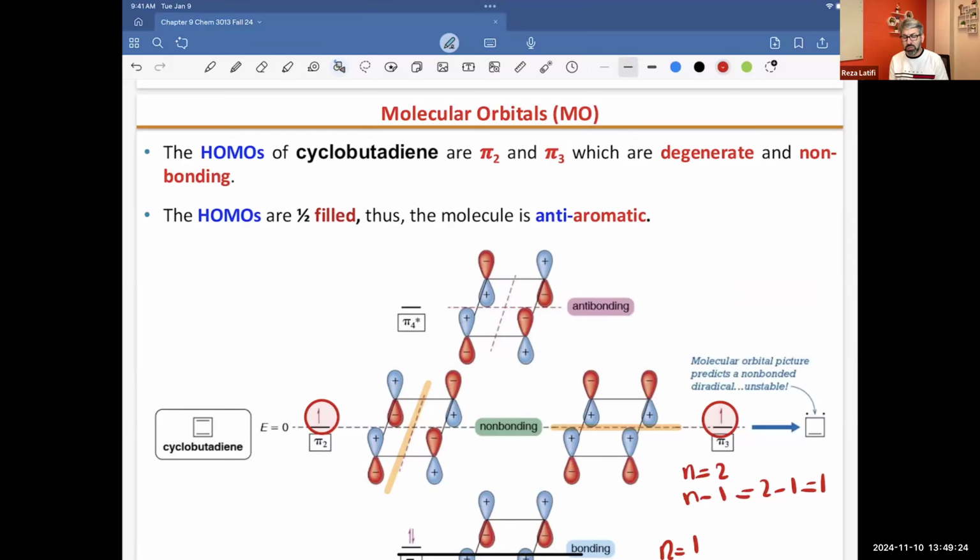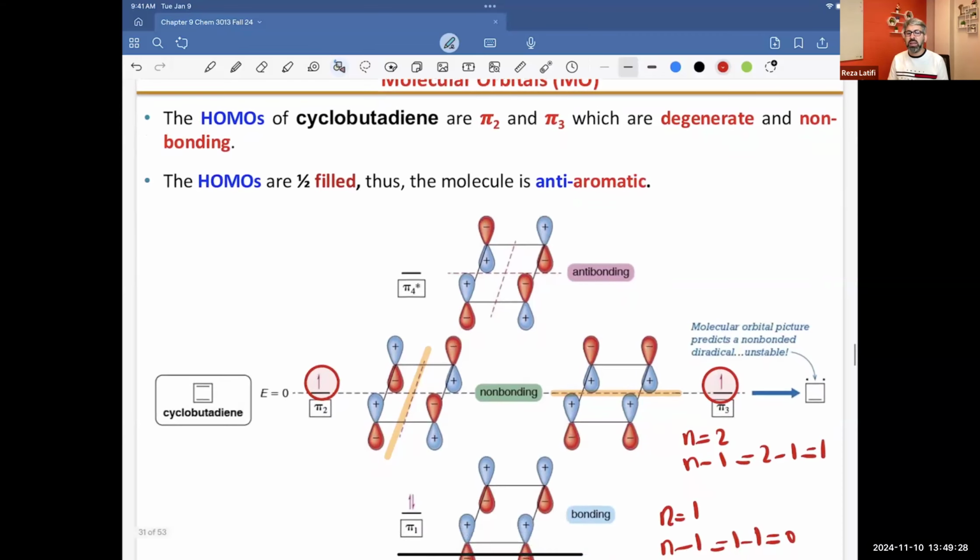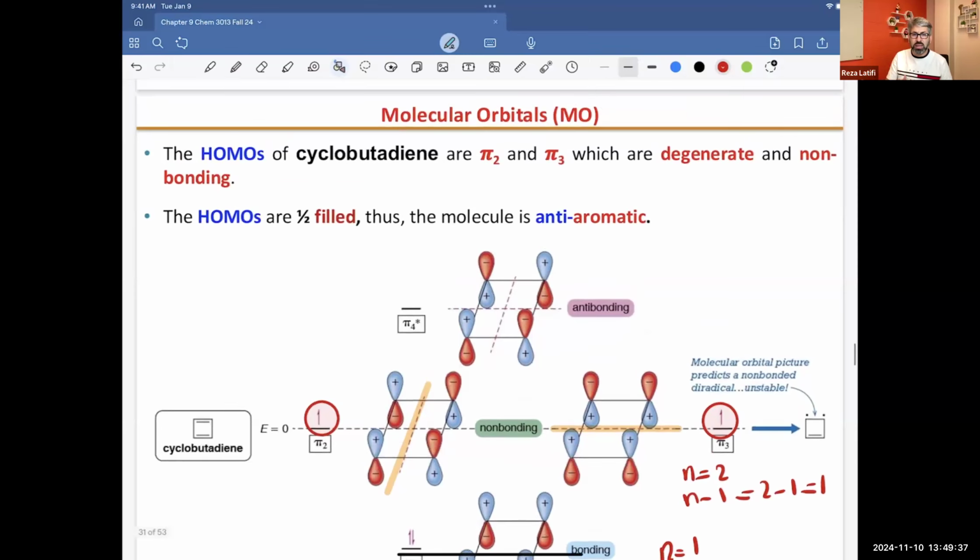Okay? Because the orbitals are not fully occupied. They are neither empty nor fully occupied. And if you have some unoccupied, or you have a singly occupied orbital, the system will be reactive. The reason that this molecule, we call it anti-aromatic, is because it has a HOMO, the highest occupied orbital, with some electrons. The electrons are not fully occupying the orbitals. They are half occupied. And because they are half occupied, this system will be anti-bonding.